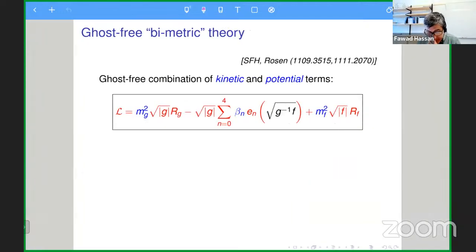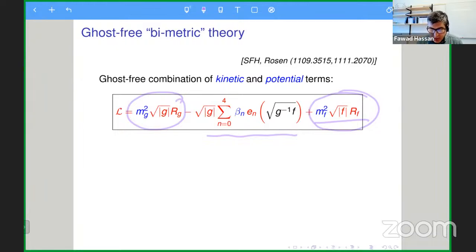Okay, so this is the potential. So now we proceed. What is now the kinetic term for F? It turns out that the unique kinetic term for F, which renders the theory ghost-free, is again an Einstein-Hilbert term for F. So both spin 2 fields have Einstein-Hilbert terms as their kinetic terms, and then you have an interaction term between them, which is given in terms of the elementary symmetric polynomials of this square root of a matrix.